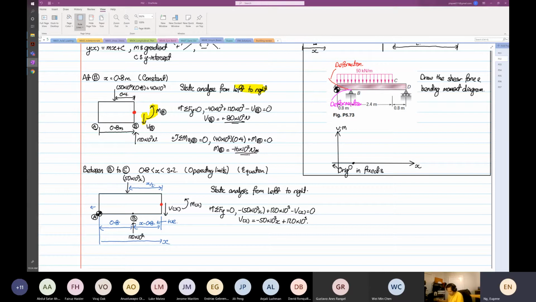And then we are going to form our moment equation again. Summation of moment on the z-axis as a function of x, the whole thing will be equal to 0. So you have the evenly distributed load rotating in an anti-clockwise direction, so it's positive. So 50 times 10 to the power 3x, bracket x over 2, right? Then the 120 times 10 to the power 3 is generated clockwise, so it's minus 120 times 10 to the power 3. Then you have x minus 0.8.